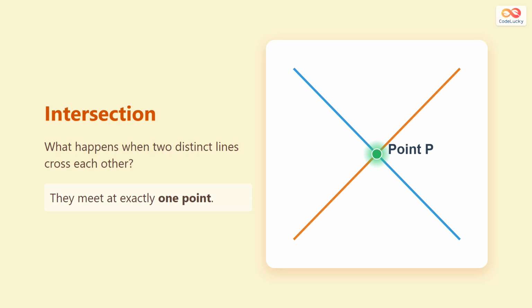Points are also where things meet. When two distinct lines cross each other, they intersect at exactly one spot. That spot is a single point. This is a fundamental rule in geometry.